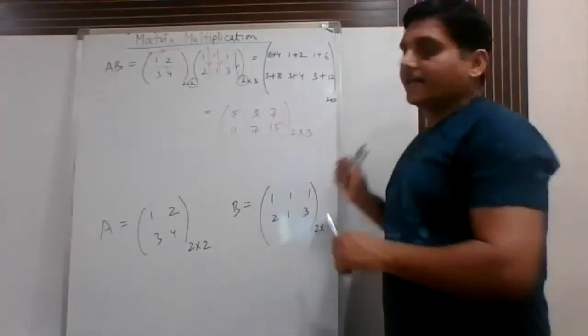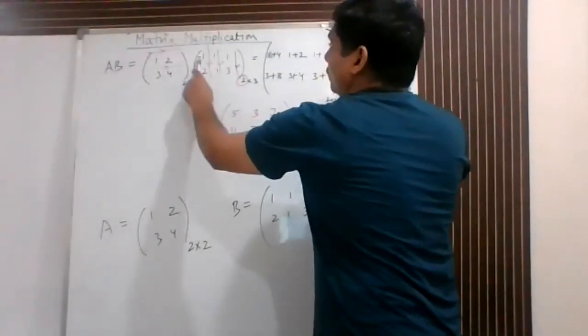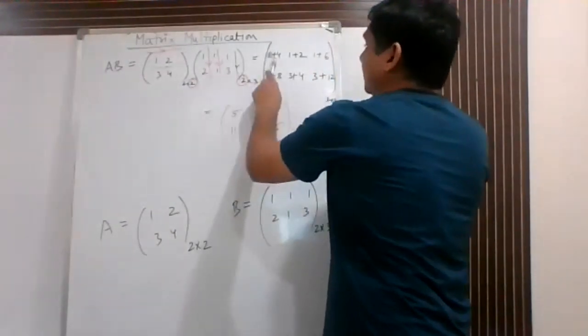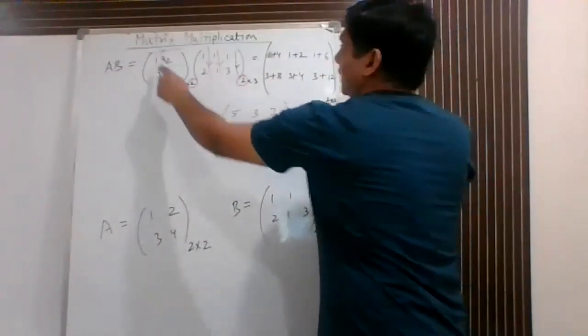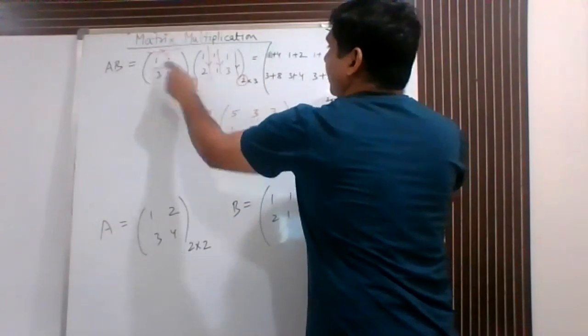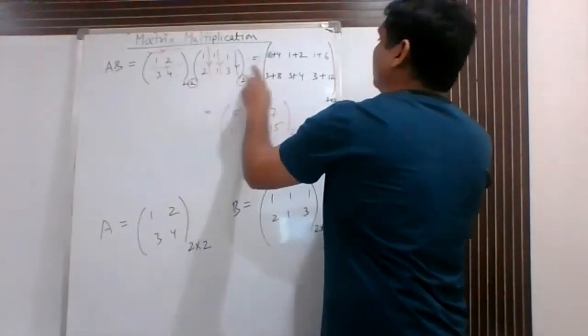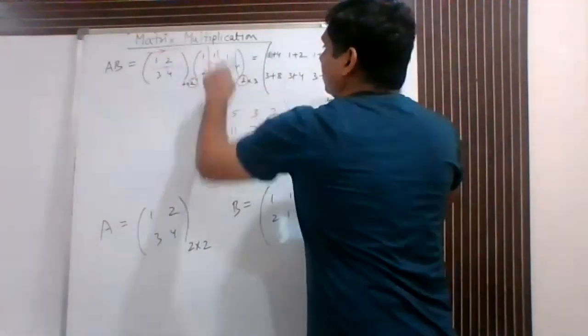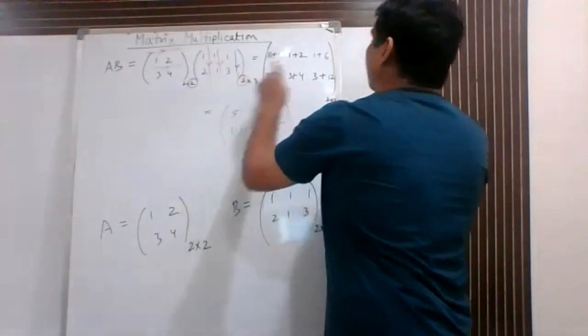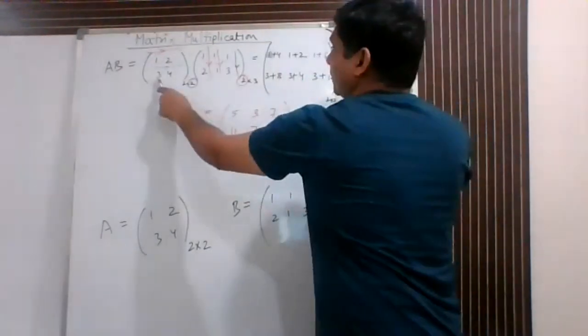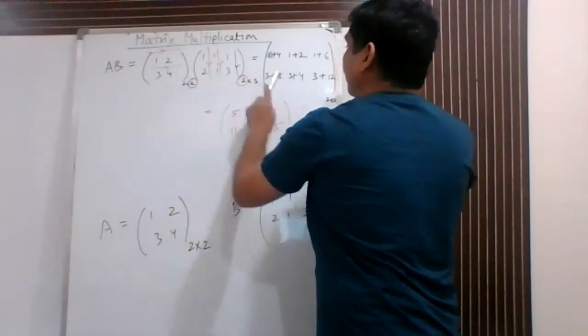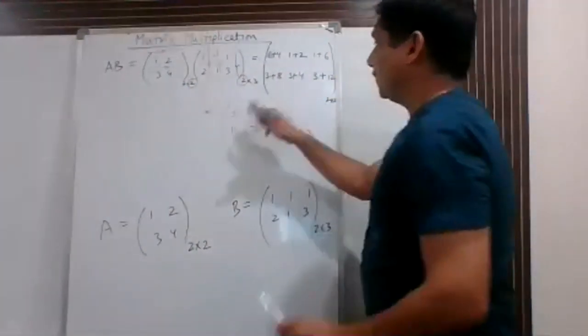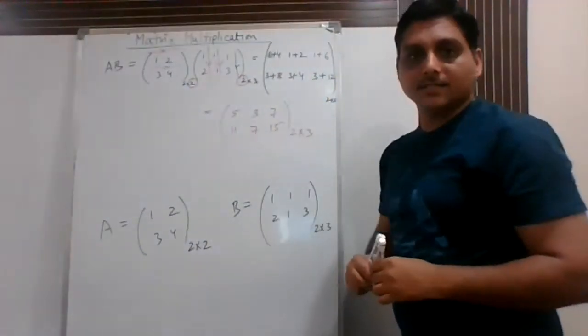Let me explain this once again. 1 into 1 plus 2 into 2. That is what I had written. So answer is 5. Then this operated with this. 1 into 1 plus 2 into 1. That is 2. Then 1 into 1 plus 2 into 3. That is written over here. Then 3 into 1, that is 3 plus 8. And so on. So after calculation, you will get the answer as this much.